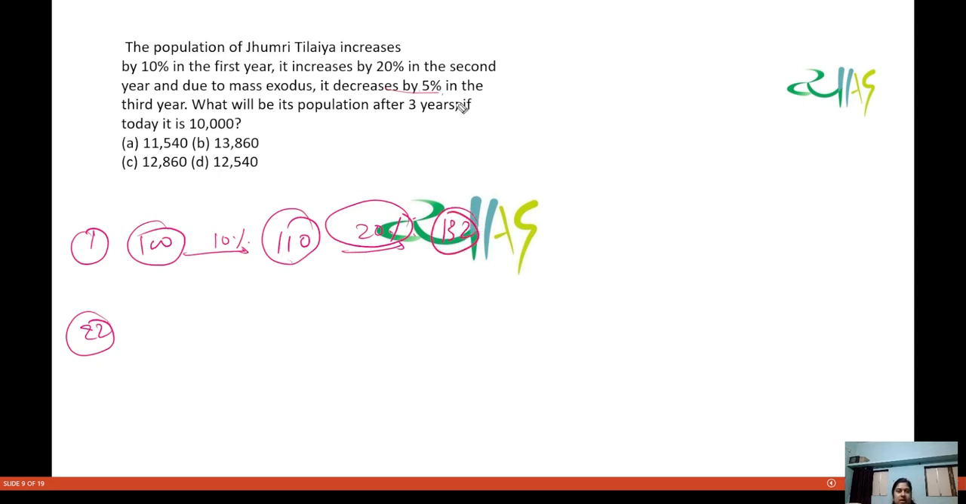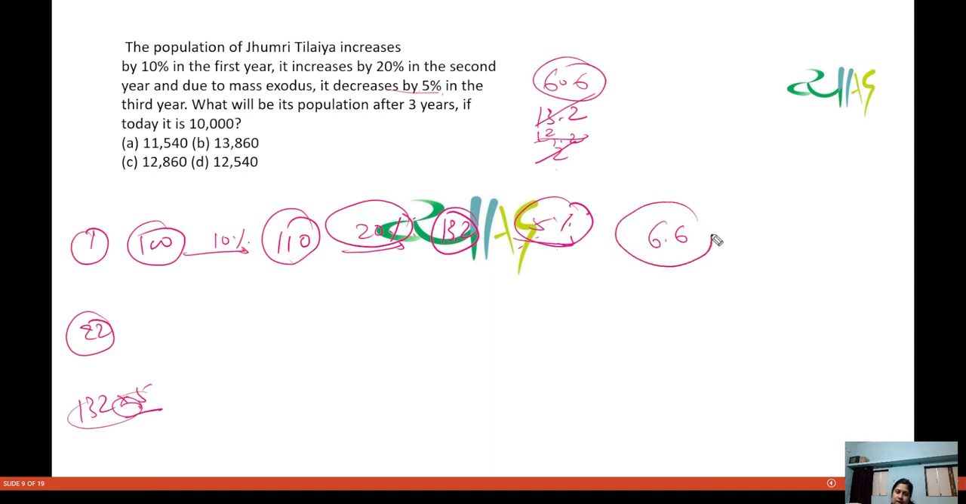Okay, and then due to mass exodus, it decreases by 5%. 5% का population decrease हुआ third year में. So 5% of 132. So don't calculate this way. 10% of 132 is what? 13.2. So 5% of 132 will become 13.2 divided by 2. So this will become how much? 2 6 are 12. Okay, and this is 1.2 and 2 6 are 12. So the decrease is 6.6.